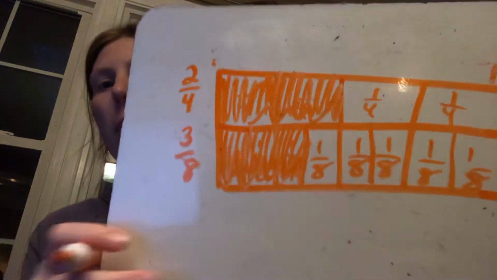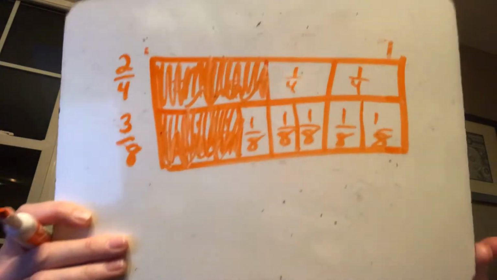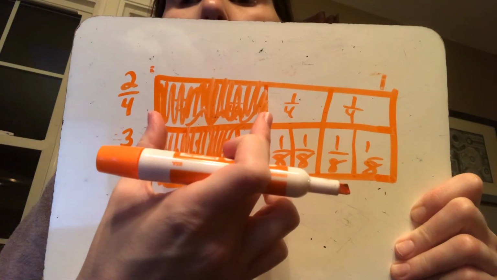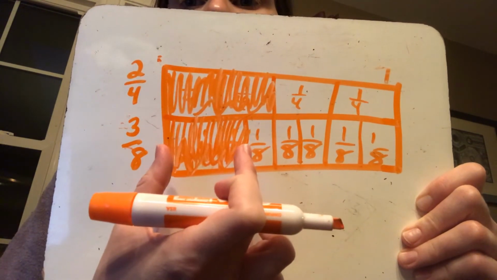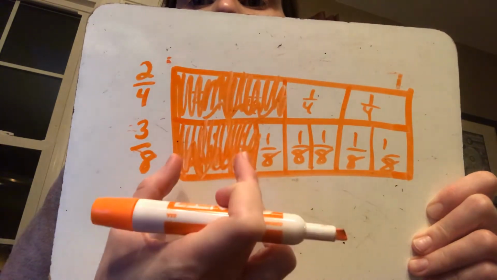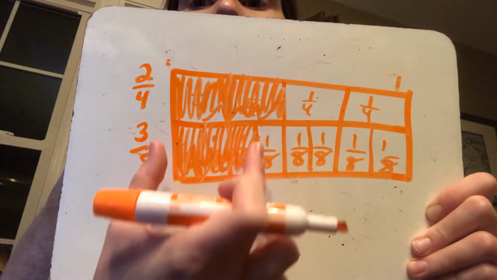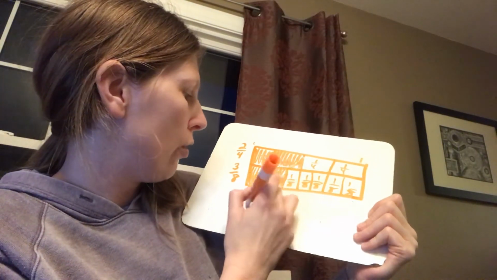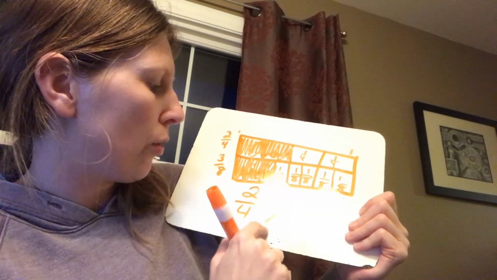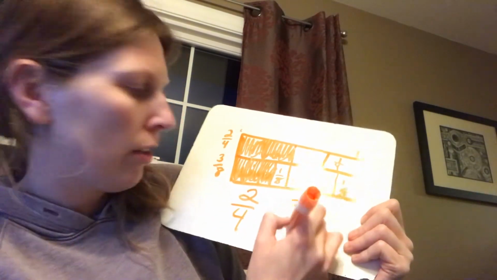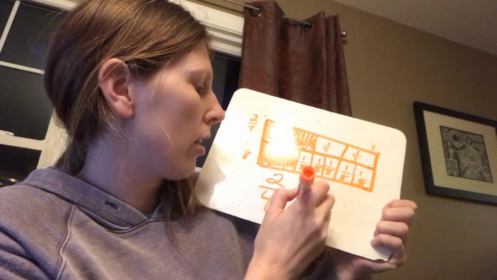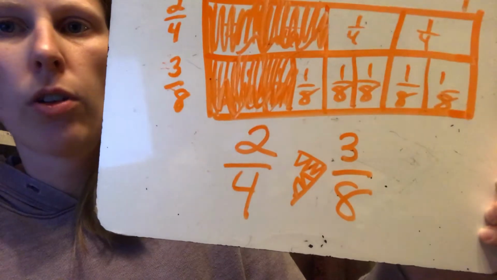And now what we do is we just compare. This is again why I like the rectangles instead of the circles, because I can just look straight down, and I can see that this part is easily bigger than down here. So if I want to eat more candy bar, I'm going to want to eat 2/4 of a candy bar rather than 3/8. And I can write a comparison statement by saying that 2/4 is greater than 3/8. That greater than symbol is the alligator eating the bigger number. If you need to draw those little teeth marks to help you remember, go for it, okay?